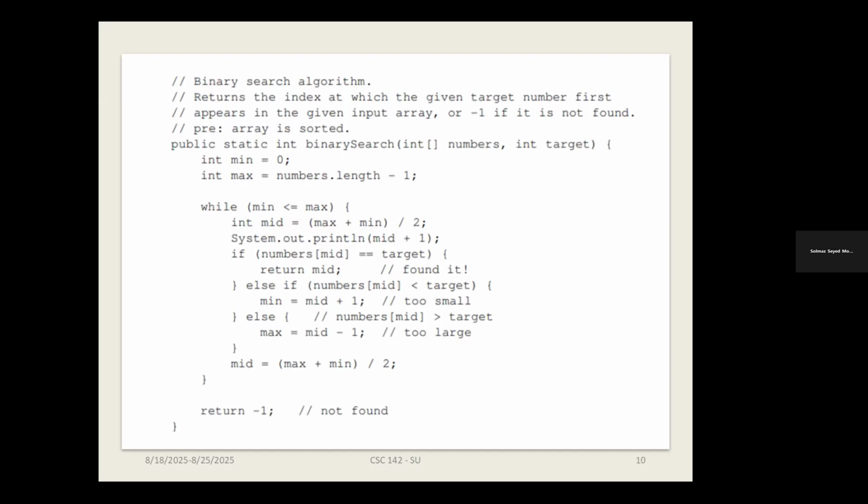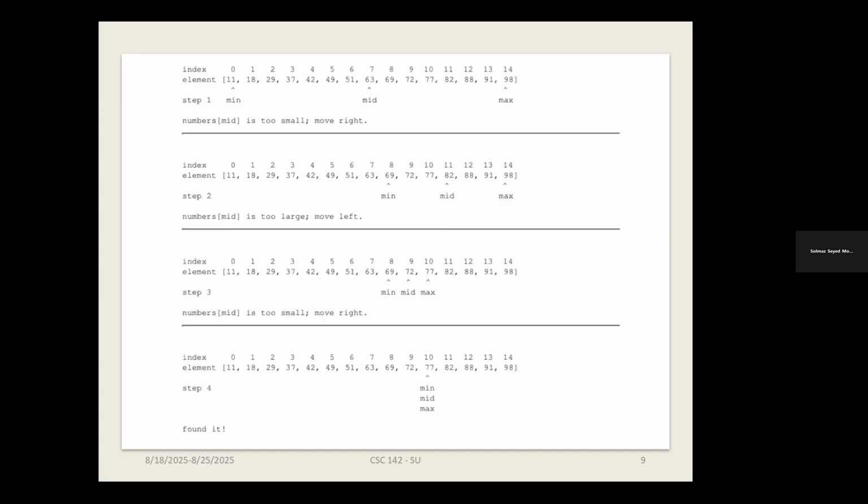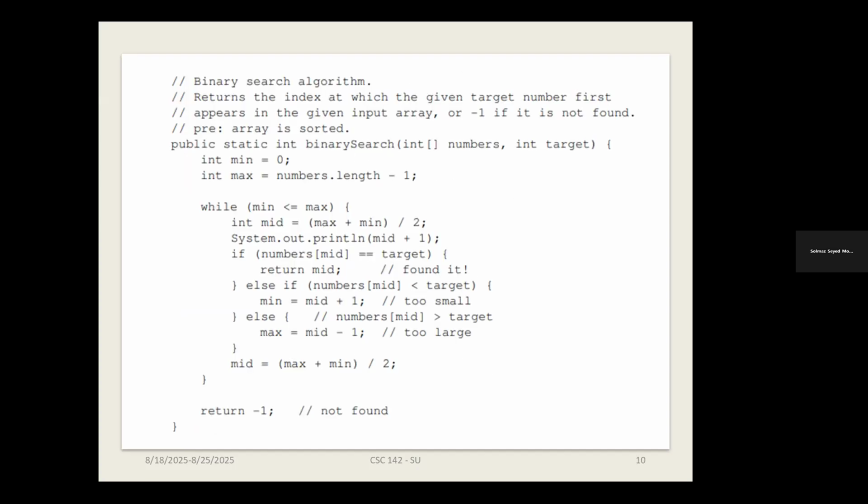Here is the implementation of the binary search algorithm. We have min and max, and we find the middle. Depending on the middle, if the middle is too small, we move to the right. If the middle is too large, we move to the left. This strategy helps us eliminate half of the array and speed up the search time.